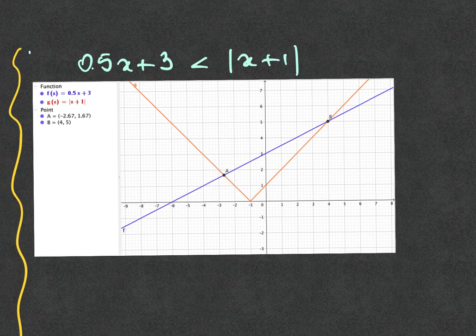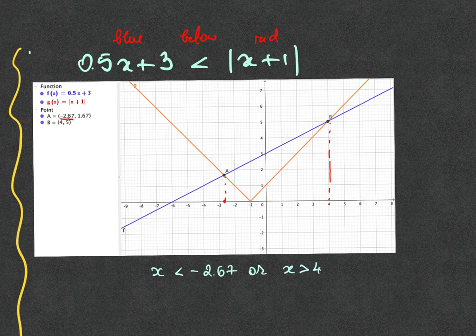See, you want again the blue function to be below the red function. So if you want the blue function to be below the red function, point A has coordinates minus 2.67, so x here is minus 2.67, and the x coordinate of the point B is 4. So your solution to this will be x smaller than minus 2.67 or x bigger than 4, because your solution is either here or here.